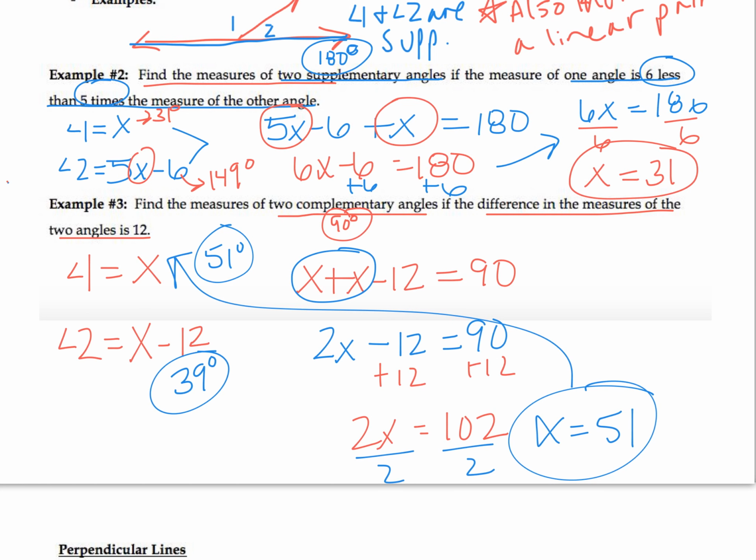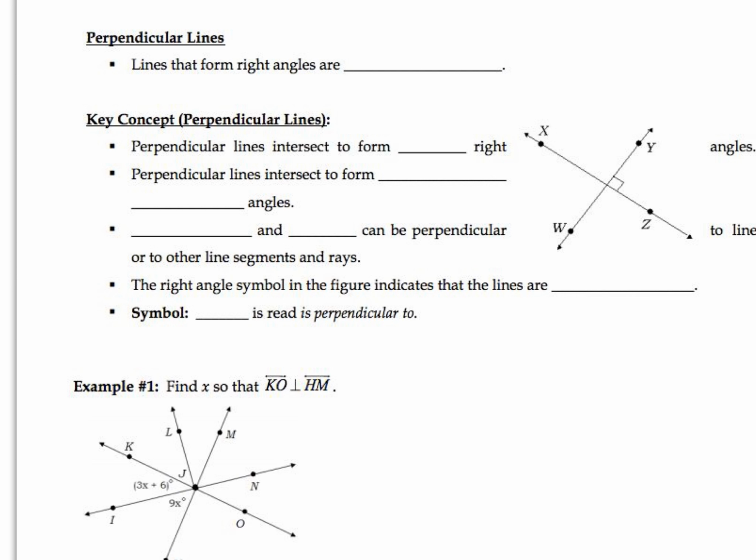Cool. Let's move forward. All right, perpendicular lines. These are lines that form right angles, and they are considered perpendicular.